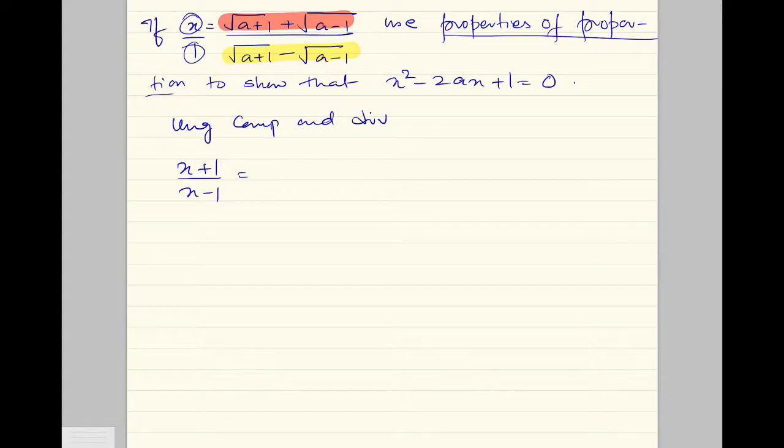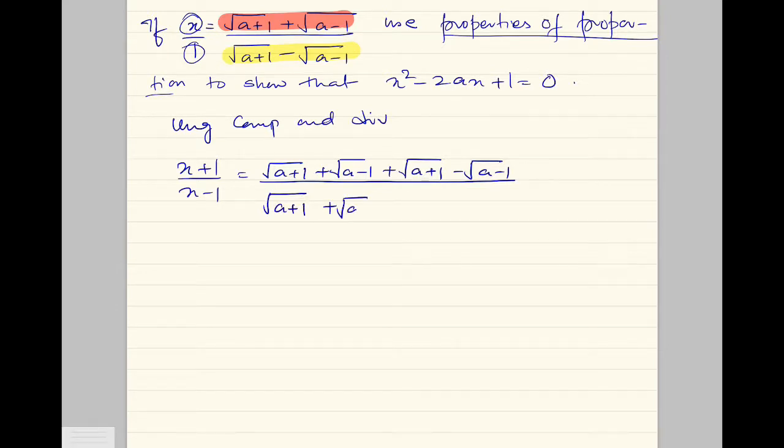On the right now, the red one is the numerator. Let's copy it. Under root a plus 1 plus under root a minus 1. Numerator plus denominator, the yellow one, under root a plus 1 minus under root a minus 1. Divided by, again numerator, the red one, under root a plus 1 plus under root a minus 1.